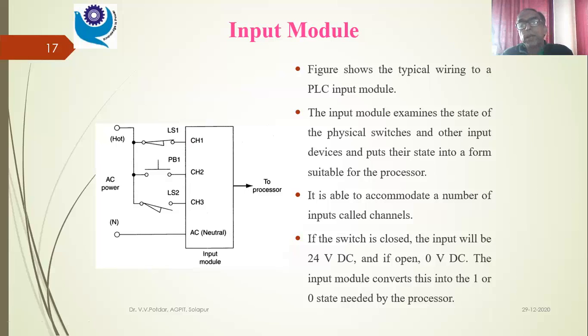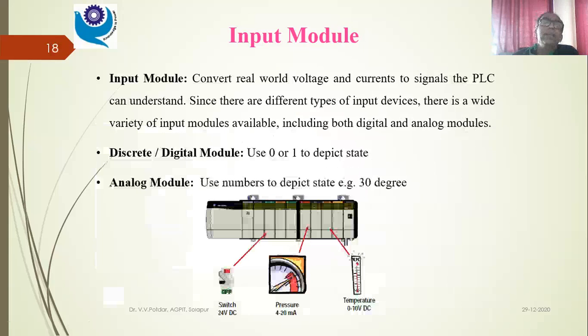It is able to accommodate a number of inputs called channels. If the switch is closed, the input will be 24 volt DC, and if open, it will be 0 volt DC. 24 volt DC or 0 volt DC. The input module converts this into the 1 or 0 state needed by the processor. The input module converts real-world voltages and currents to signals the PLC can understand.